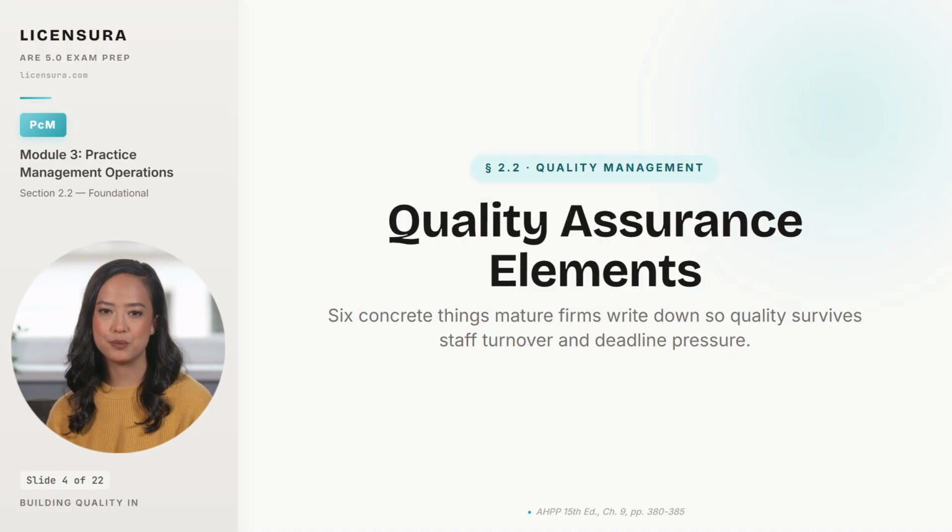Here is an uncomfortable truth from most architects. Quality assurance is not a slogan, and it is not a poster on the break room wall that you walk past every morning. It is 6 concrete deliverables that mature firms write down, maintain, and train against.